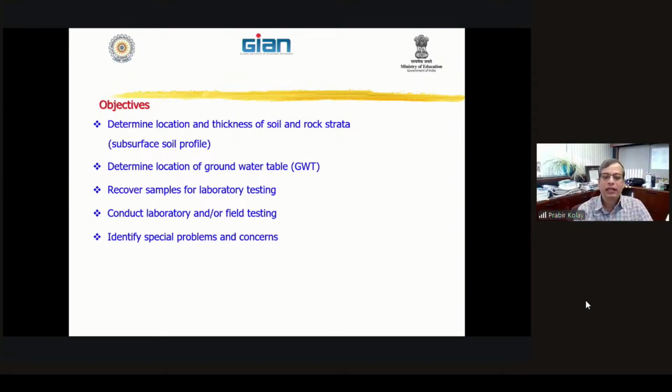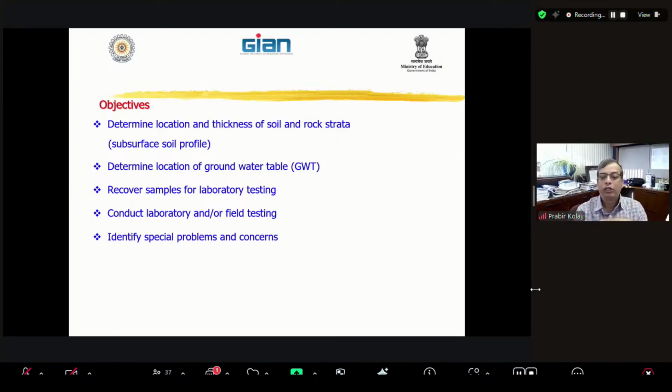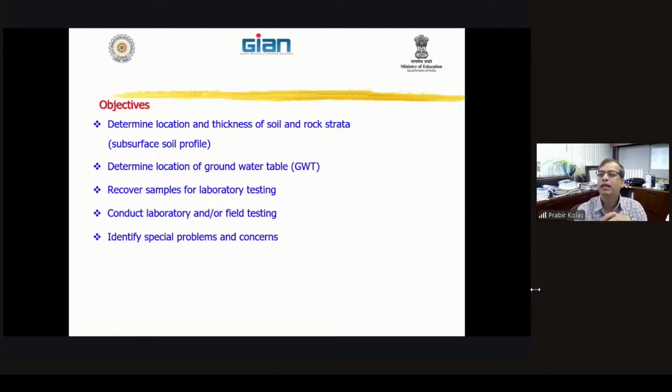Determine the location of the groundwater table. That is very important because the groundwater table fluctuates and changes the soil properties. Again, the dry unit weight, bulk unit weight, saturated unit weight, all these are going to change, and everything is correlated. Then recovery of the soil sample for laboratory tests. When you take out the soil sample, how much is the recovery? That is also important. We'll be talking about whether the sample is representative or non-representative, conducting various laboratory and field testing, and also identifying special problems that occur.